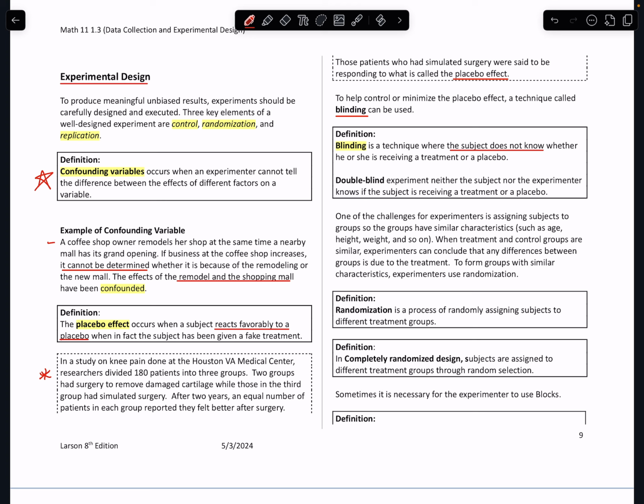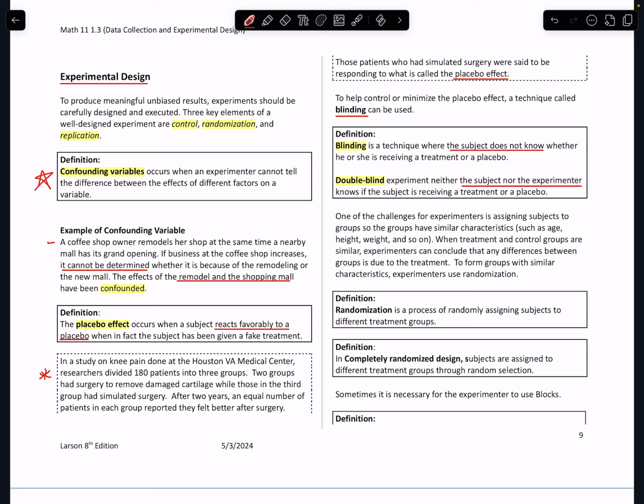Now, another aspect that we can implement is something called double blind, which is where the subject and the experimenter both don't know if the subject is receiving the treatment or a placebo. So it's double blind because now there are 2 layers of people who are blind. It's not only the subject, but the experimenter too.